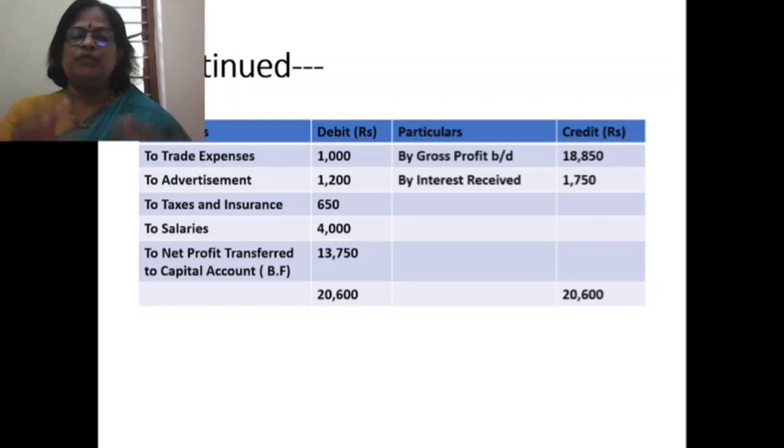So gross profit brought down in the credit side 18,850, by interest received. See, I told you interest received is a credit balance, so it is an income, 1,750. Now debit side: to trade expenses 1,000, to advertisement 1,200, to taxes and insurance 650, to salaries 4,000. Now here also you have to see which side is higher. So credit side is higher, 20,600. So when you balance, you are getting net profit 13,750. This you will add to capital account.